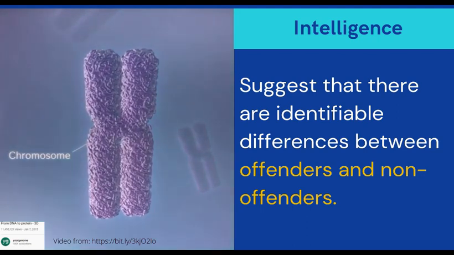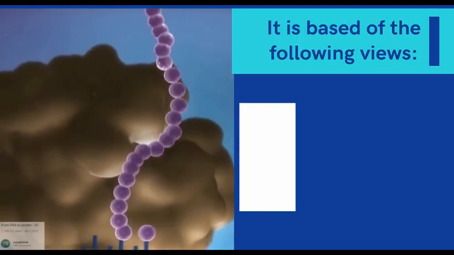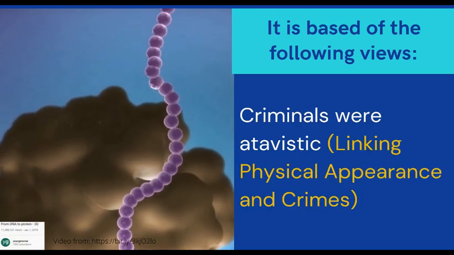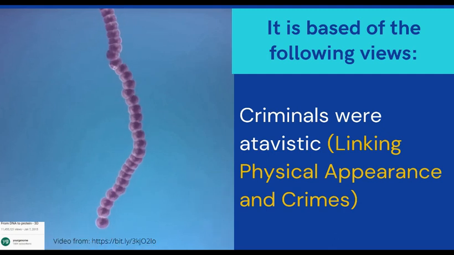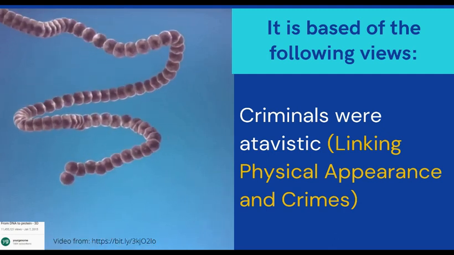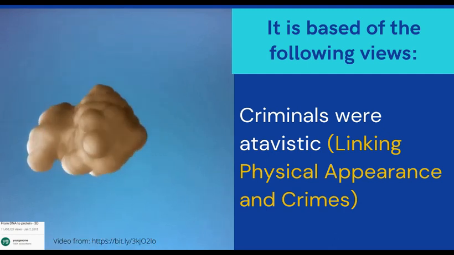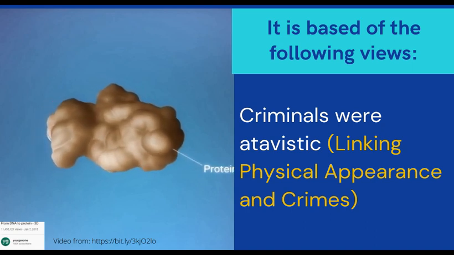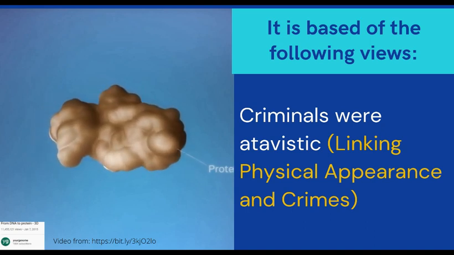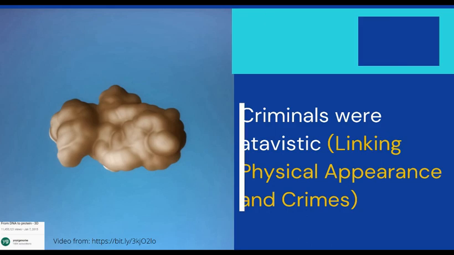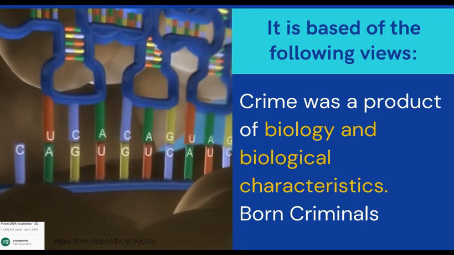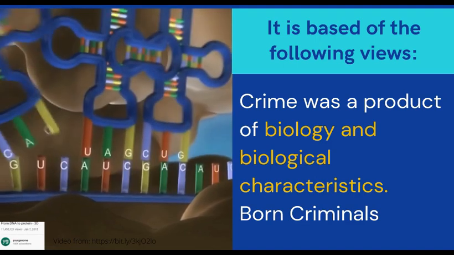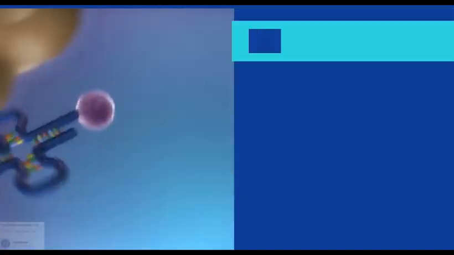How do Lombroso and biological positivism explain crime causation? It is based on the following views. Criminals were atavistic, linking physical appearance and crimes. He studied prisoners and found that they shared a number of common physical attributes, such as sloping foreheads and receding chins. Crime was a product of biology and biological characteristics. There are born criminals. And Lombroso advocates positivism.